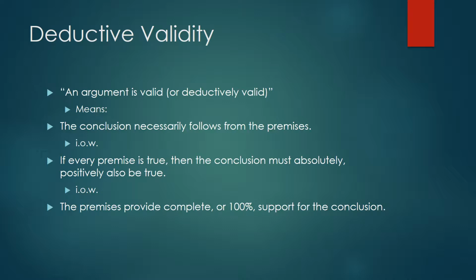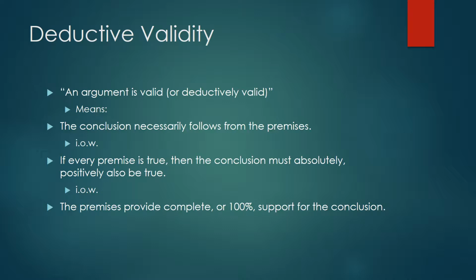Remember, deductive validity is the key concept in deductive logic. If we say that an argument is deductively valid, this means that the conclusion necessarily follows from the premises. In other words, if every premise is true, then the conclusion must absolutely positively also be true. We can also say that the premises provide complete or 100% support for the conclusion. We could also say that when the premises are true, it is logically impossible for the conclusion to be false. These are all different ways we can express the idea of validity.